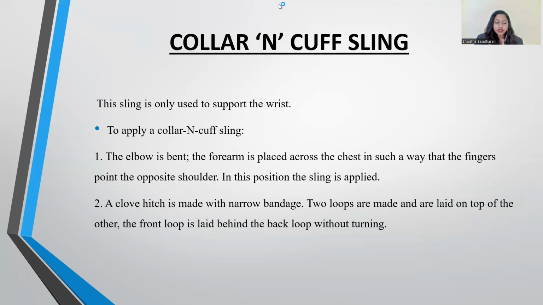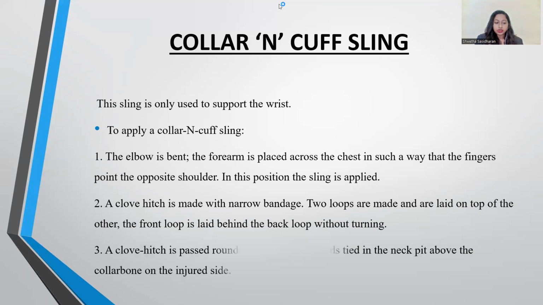A cloth sling hitch is made with a narrow bandage. Two loops are made and held one on top of the other. The front loop is laid back behind the back loop without turning.